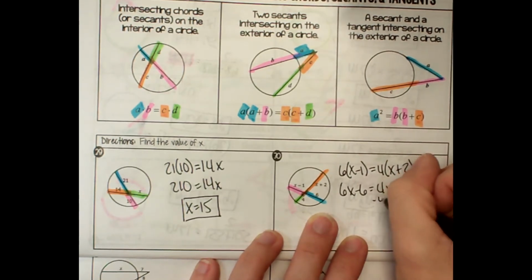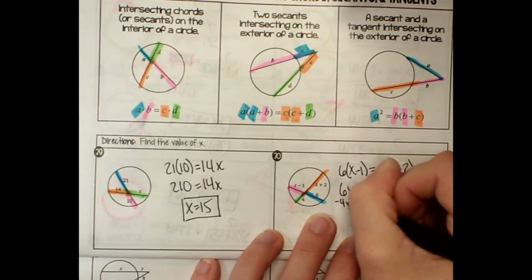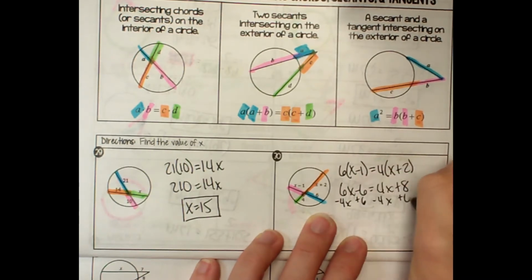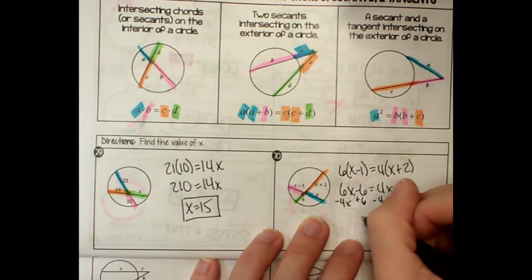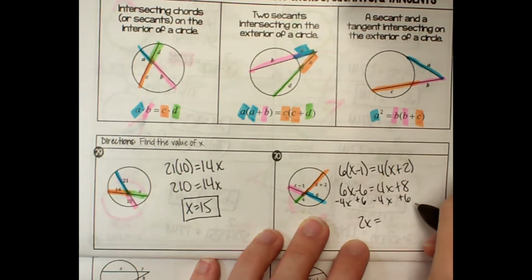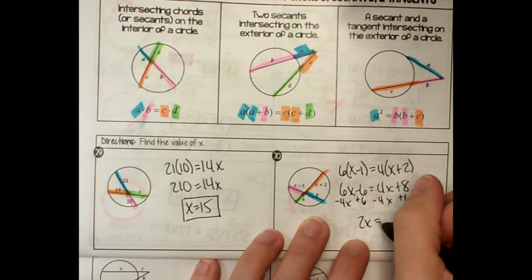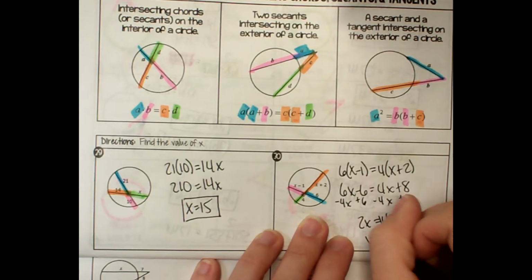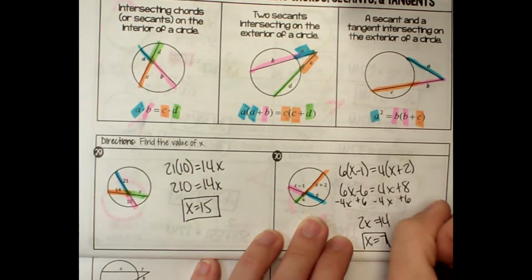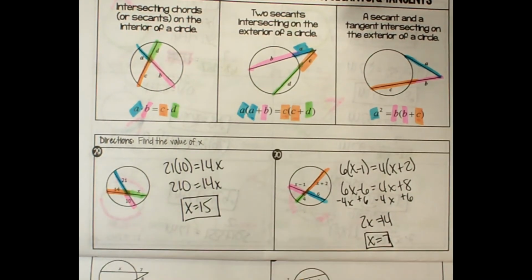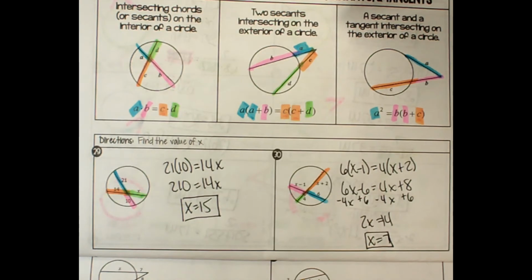I'm going to subtract the 4x from both sides and add 6 to both sides. You get that 2x is equal to 14. You divide by 2, you get that x is 7. All right, so that's how you do it when it's chords. Now if we start looking at the bottom, we look at number 31.